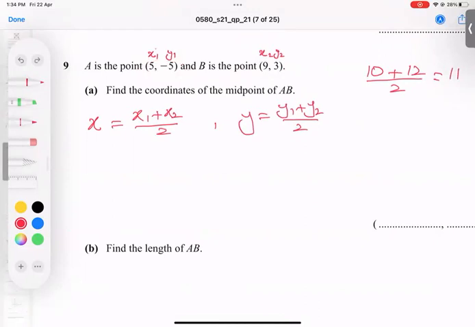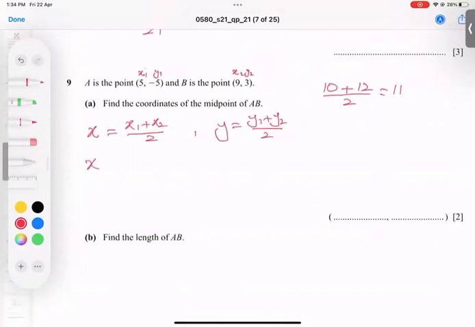Okay, now I'm plugging in the values and I think it's very easy. x1 is 5, x2 is 9. So 5 and 9.